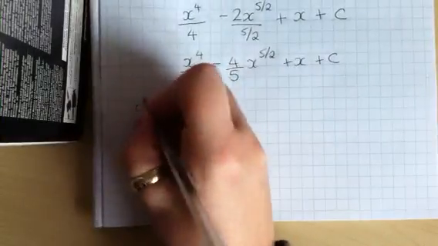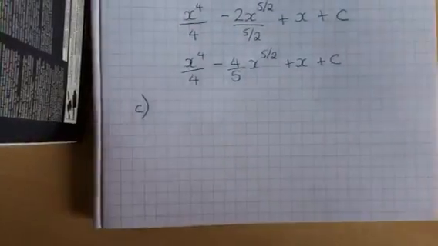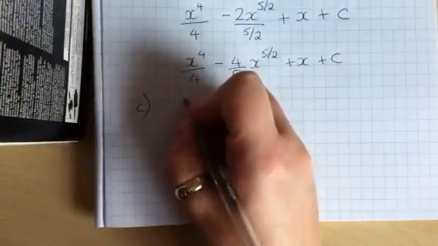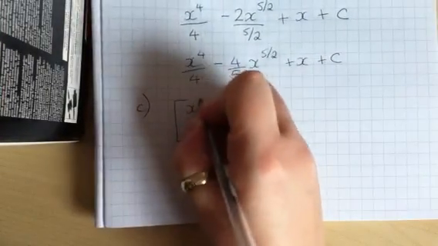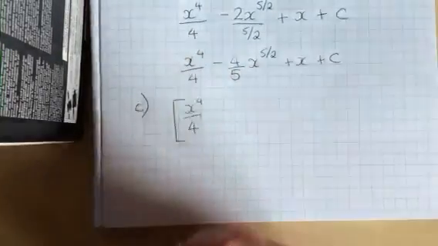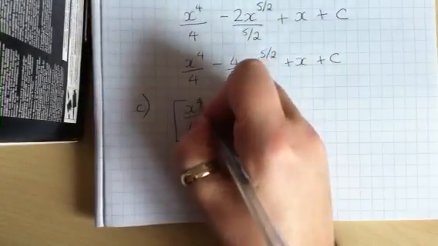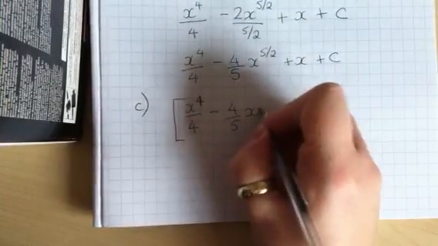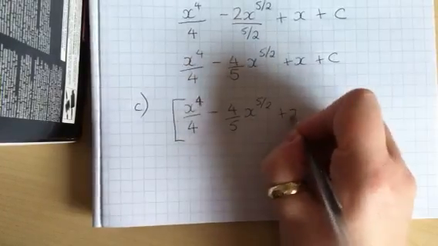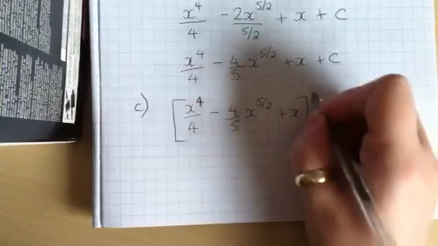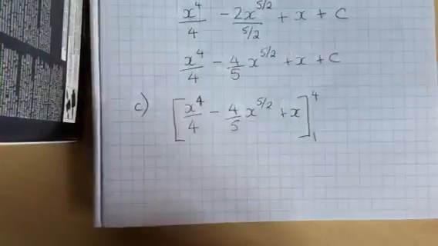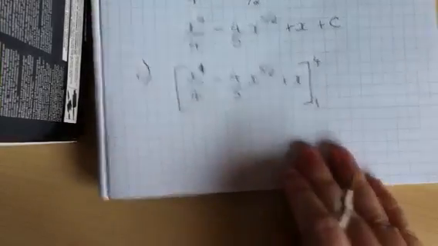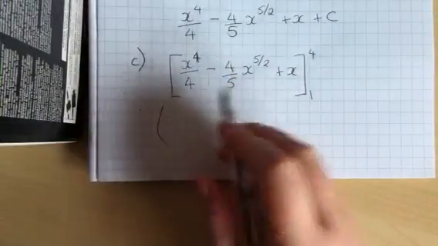Question C asks you to integrate it between two values of 1 and 4. So use your square brackets here to show the examiner what you're trying to do. So it's x to the power of 4 over 4 minus 4 over 5 x to the power of 5 over 2 plus x. You don't need the plus c on this bit, so it's just 4 and 1. Okay, you put your 4 through first. You can use round brackets here.